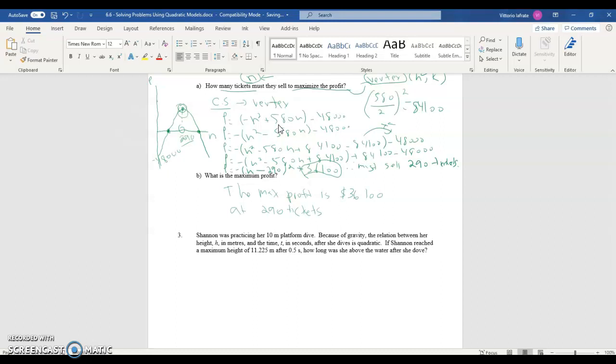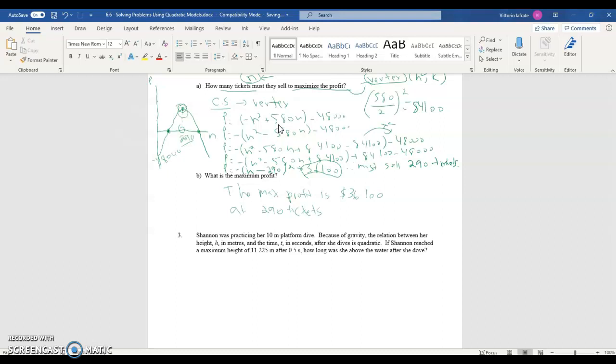So again, just to recap, this is sort of our model here. Before we sell any tickets, we had paid $48,000, so we were in the negatives. We start selling, we start to rise, but we're still losing money. We start to earn more money, but we're not getting a profit yet. Profit means you're actually making money and you're not in the negatives. Eventually, we get to our first zero, a break-even point, which means the amount we're earning is equal to the amount we've spent, but we haven't made a profit yet.